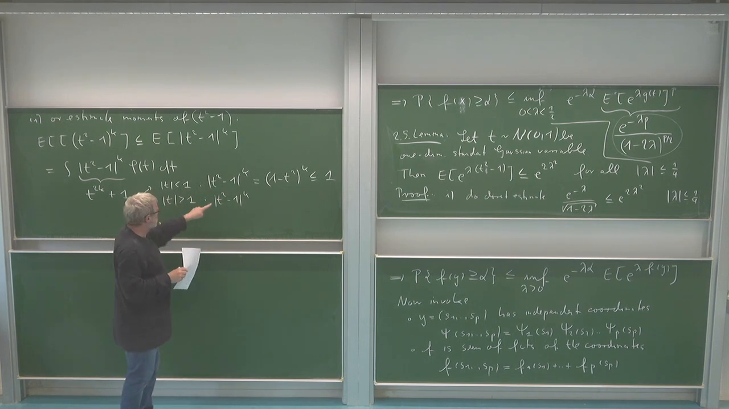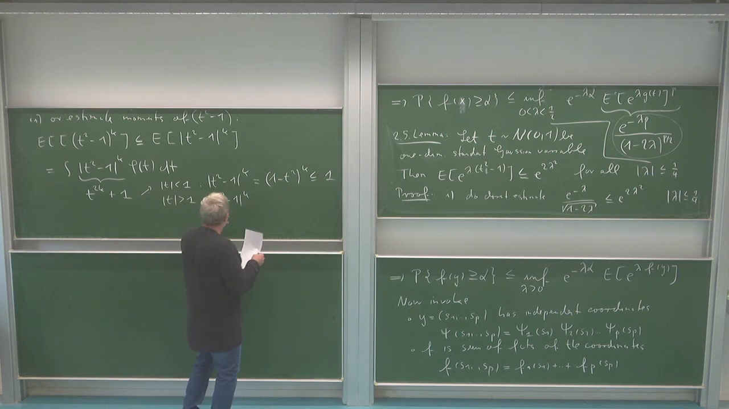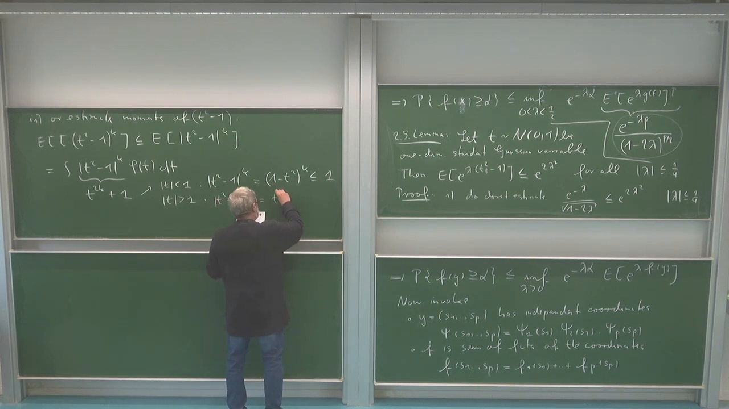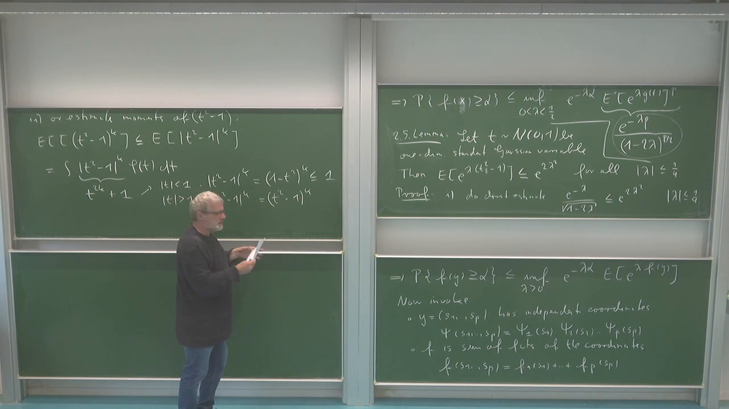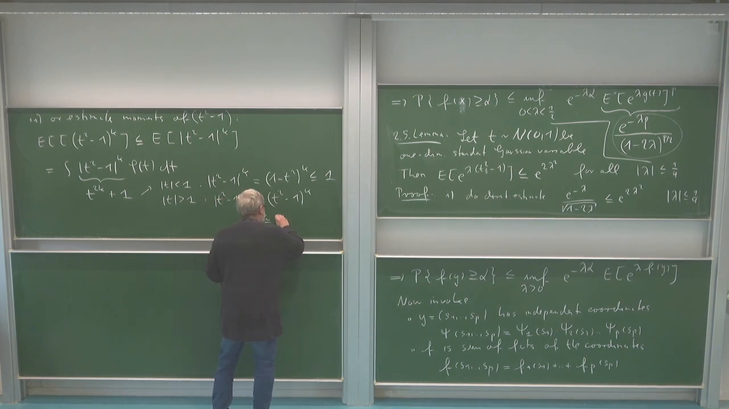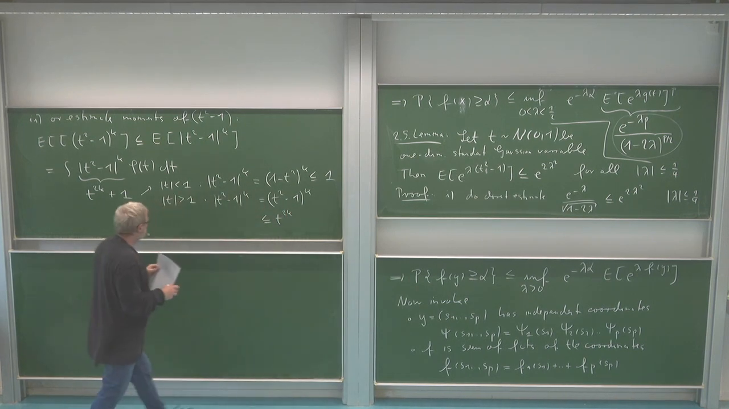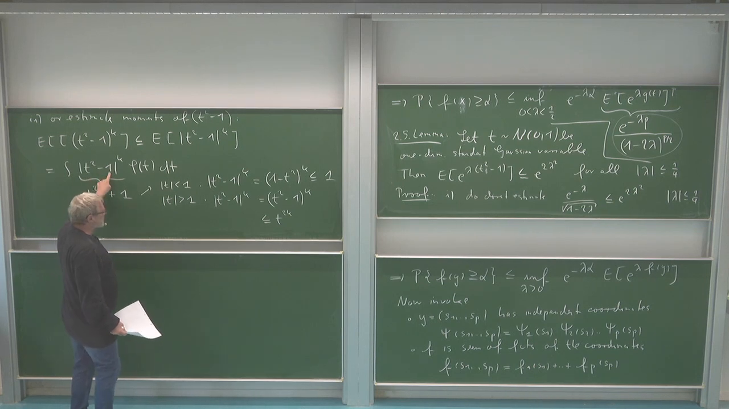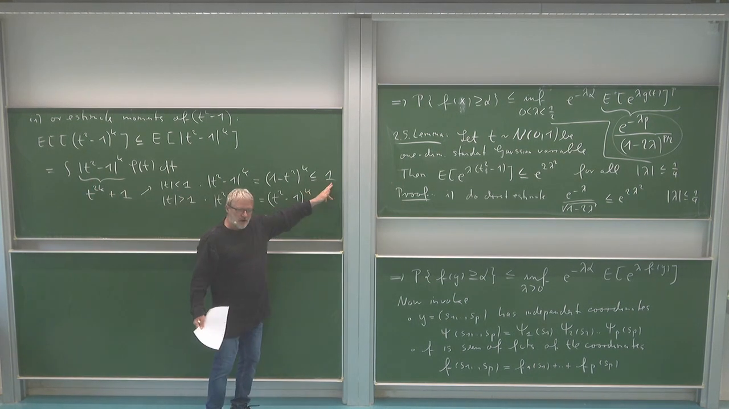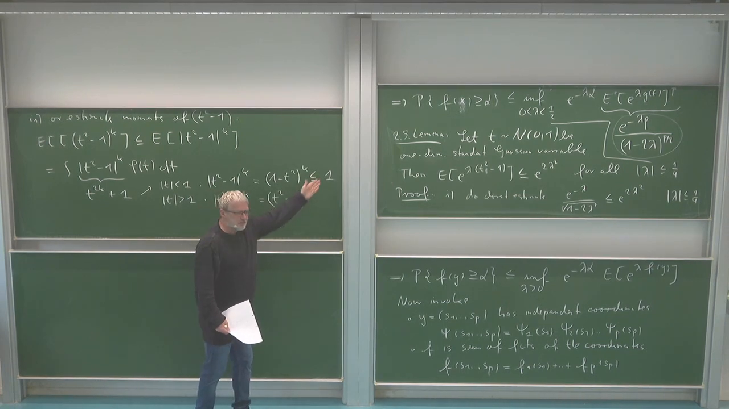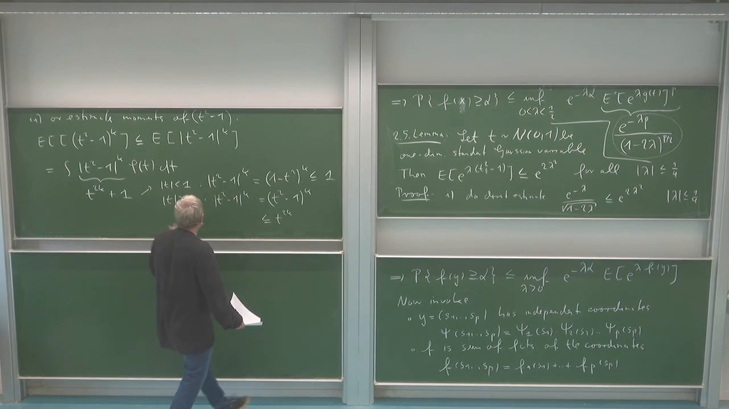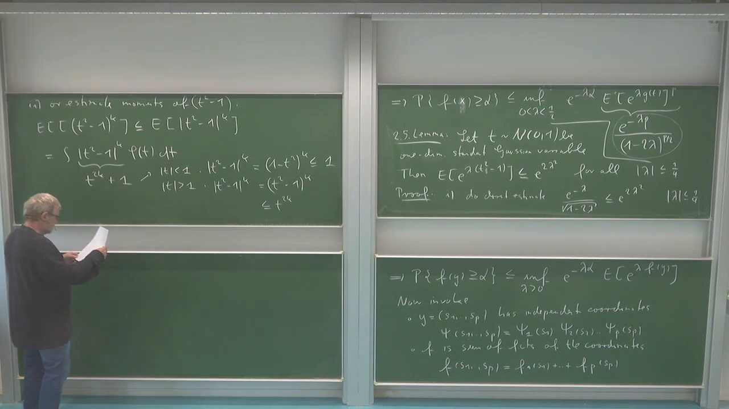So if t is bigger than 1, then this absolute value is actually t squared minus 1, because this is bigger than 1. So this is t squared minus 1 to the power k. But now the t squared is bigger than 1, so I can just forget the 1. So this is less than t to the 2k. So you see, this thing here is either less than 1 or it's less than t to the 2k. So in any case, it's less than the sum of those two guys. Okay, that's a kind of trivial estimate I'm doing here.